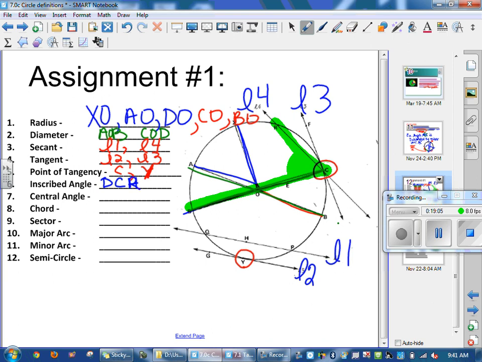Okay, central angle. We've got a few of those. We've got quite a few of those central angles. So, what are our central angles?